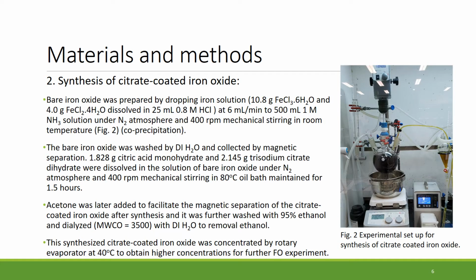So here I just show you some synthesis steps of the citrate-coated iron oxide, or magnetite. You can see that it is simply by using co-precipitation in an alkaline condition, and then protected by N2 gas to prevent the oxidation of the magnetite, right? After that, the citric compound will be added in order to form the coating. And after some washing and drying, we concentrate it to quite a high concentration for further study.